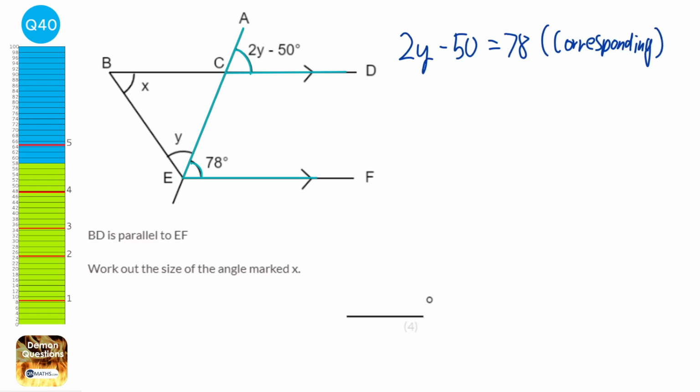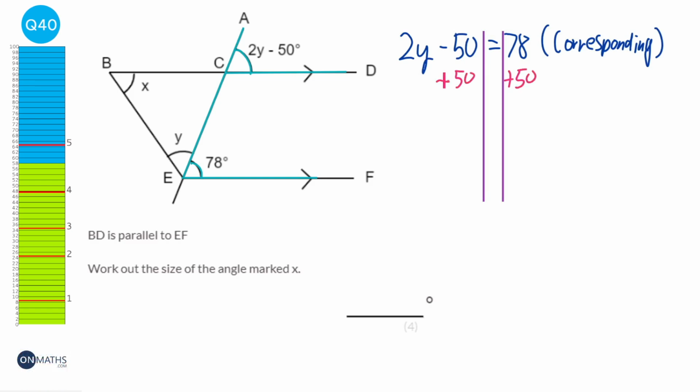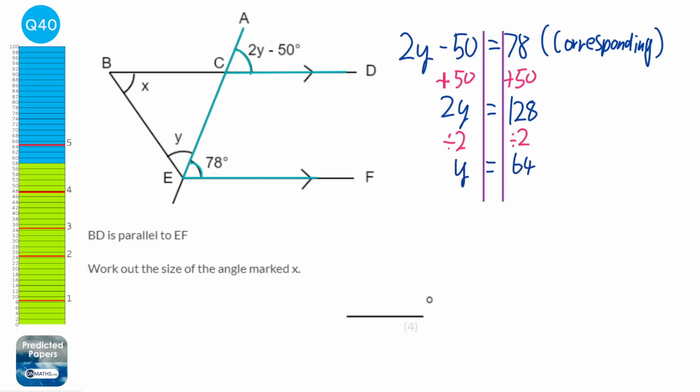Now here we've got an equation and we want to solve it, so we get our lines in. We'll first of all add 50 to both sides. So we've got 2y equals 78 plus 50, which would be 128. And then we're going to halve both sides, or divide by 2. So we've got 64. So we know that y is 64.